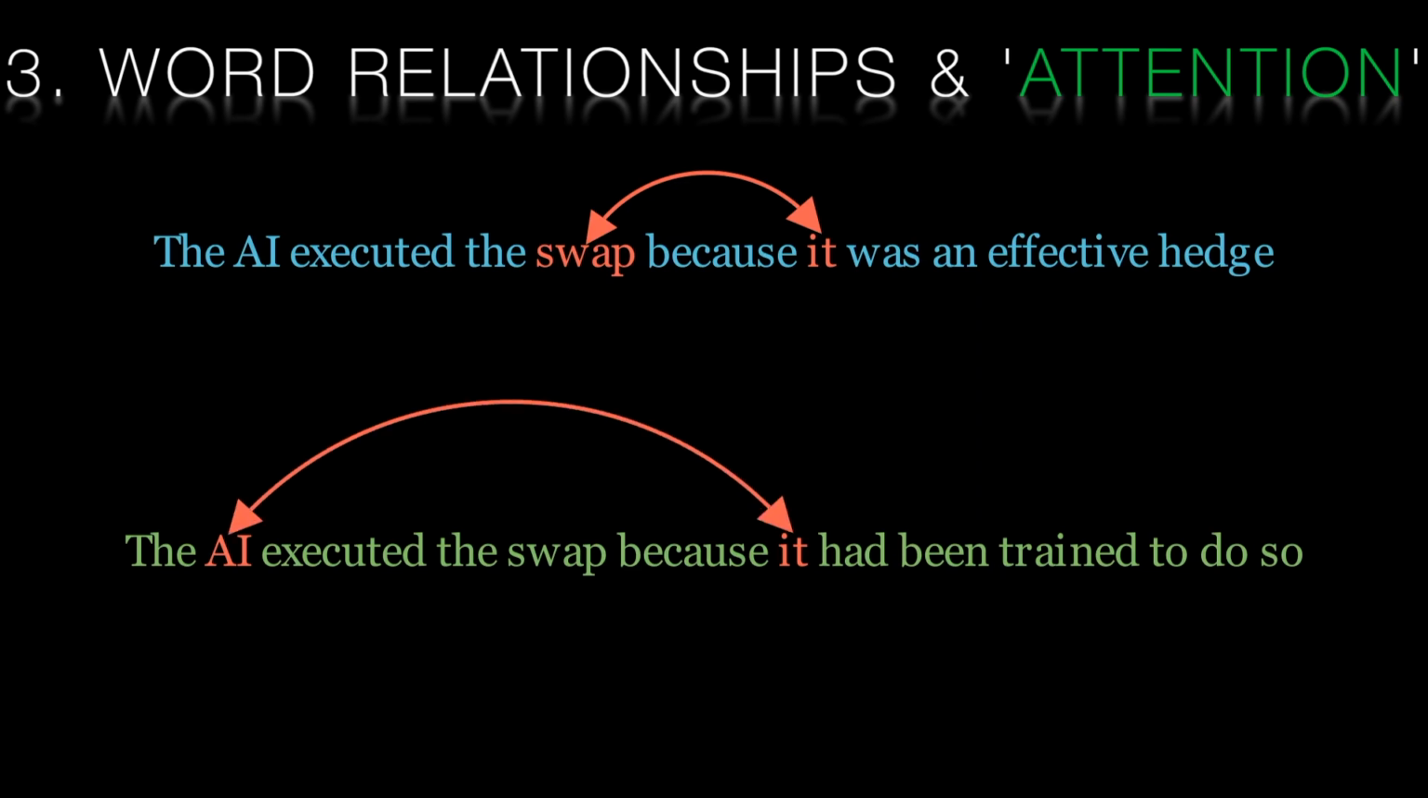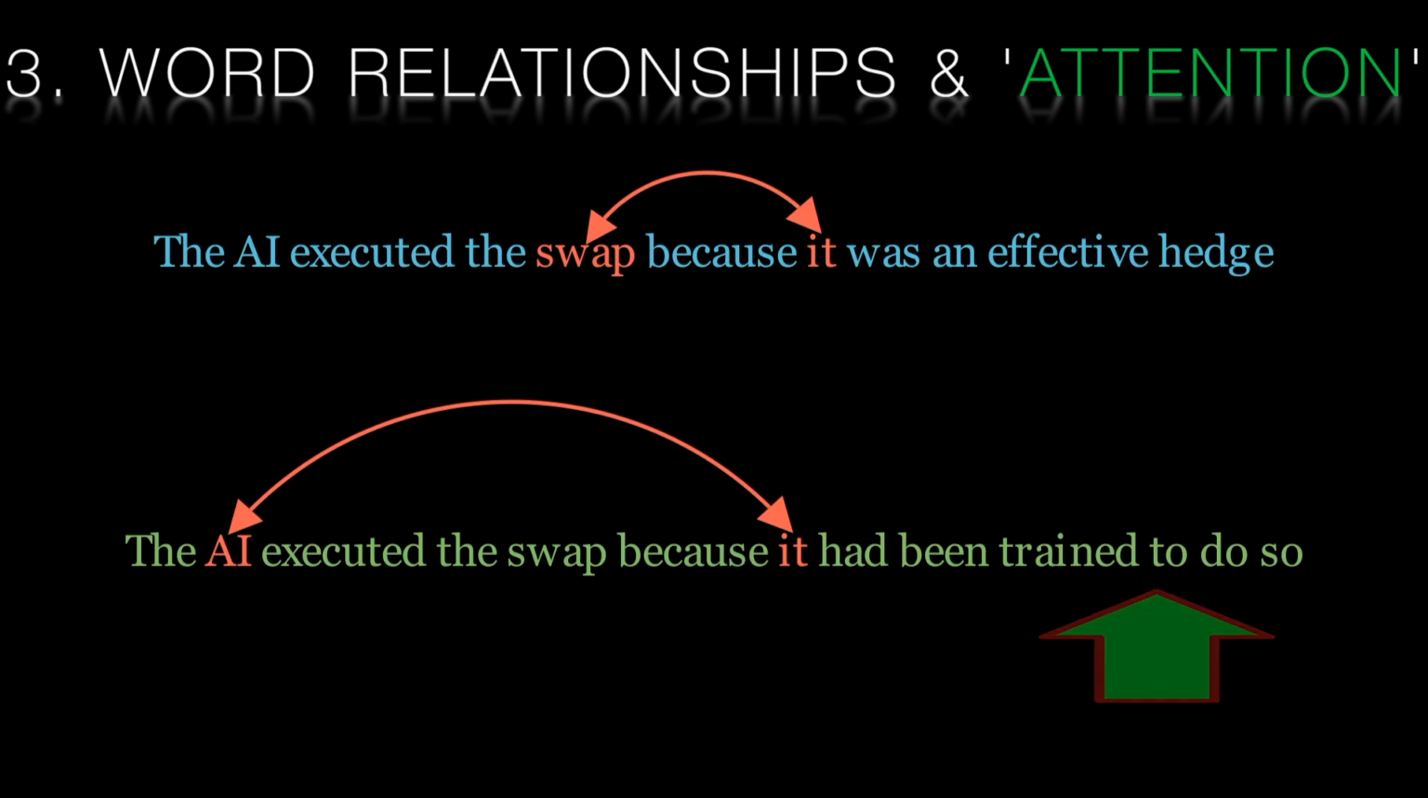Now, we've all been taught the rules of grammar. We know about subjects and objects in a sentence. We know that the point of the first sentence is the swap being an effective hedge, a swap as opposed to a bond or a future. And we know that in the second sentence, swap is somewhat incidental. The major point here is the AI doing something clever because it's been trained to do so.